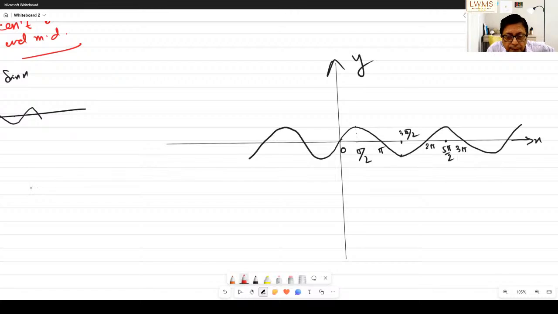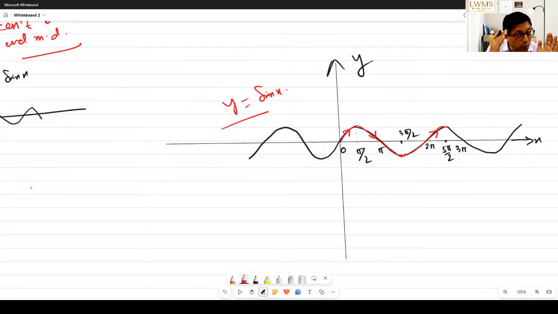What is your observation? It is increasing from 0 to pi by 2. It is decreasing from pi by 2 to 3 pi by 2. It is again increasing from 3 pi by 2 to 5 pi by 2. Increasing, decreasing here. So if somebody has asked you whether y equal to sin x is increasing on 0 to 5 pi by 2, decreasing on 0 to 5 pi by 2, neither increasing nor decreasing between 0 to pi by 2, or constant throughout the interval, your answer will be it is neither increasing nor decreasing.